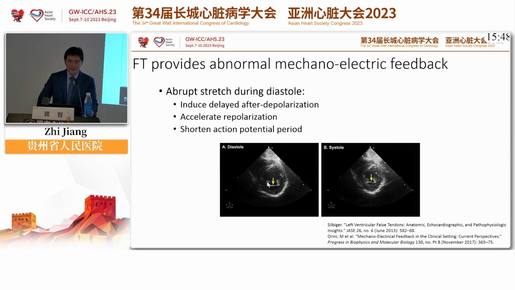And the abrupt stretch in end diastole may produce delayed afterdepolarization, accelerated repolarization, and shortened action potential duration. This phenomenon was demonstrated in numerous animal and human studies. It's abnormal mechano-electric feedback.